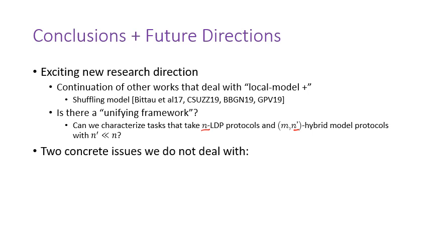And two concrete issues that we don't deal with: first, all of our results talk about epsilon differential privacy versus the approximate epsilon-delta differential privacy. So extending that from epsilon to epsilon-delta is non-trivial at all, because very weak lower bounds are known about epsilon-delta differentially private learners.